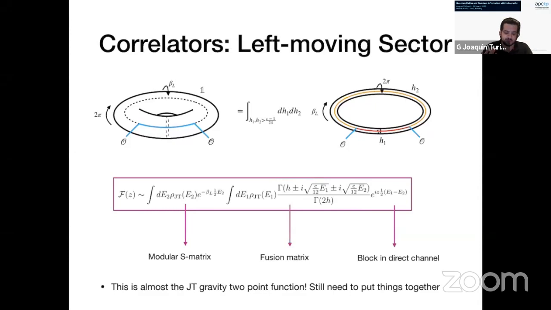So maybe when you go through the details, you can appreciate more how non-trivial it is to get this, than if I just tell you the answer, but it is. So this is precisely the Schwarzschild 2-point function. But okay, this is not yet. We still need to put the right and left mover parts together.